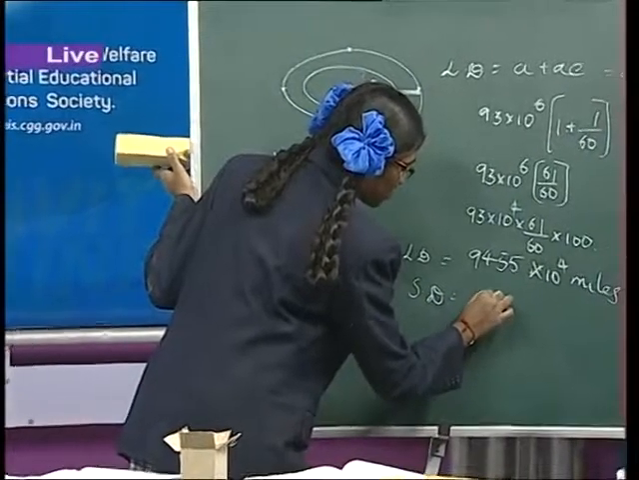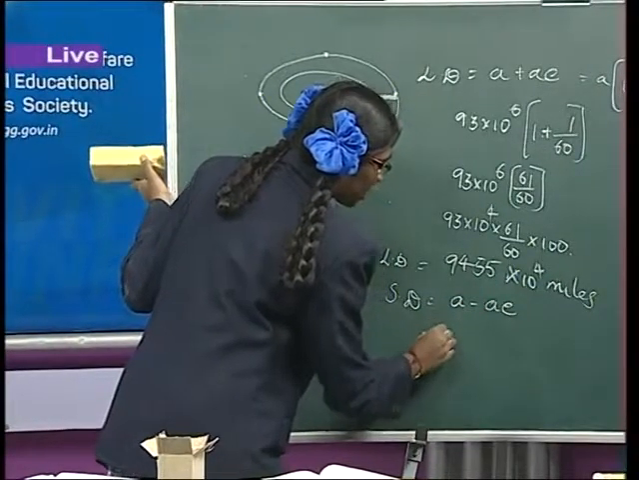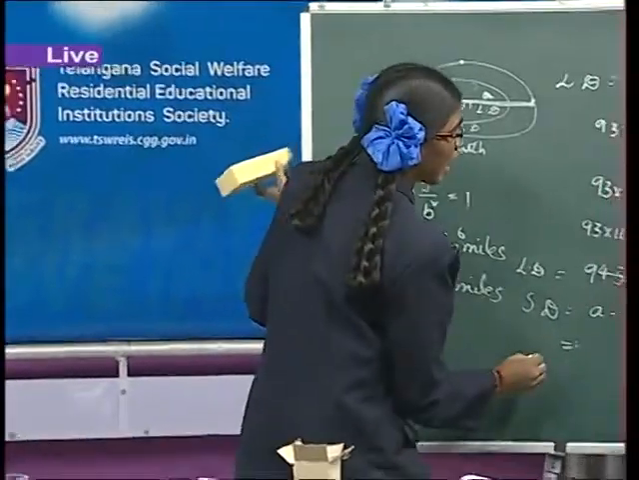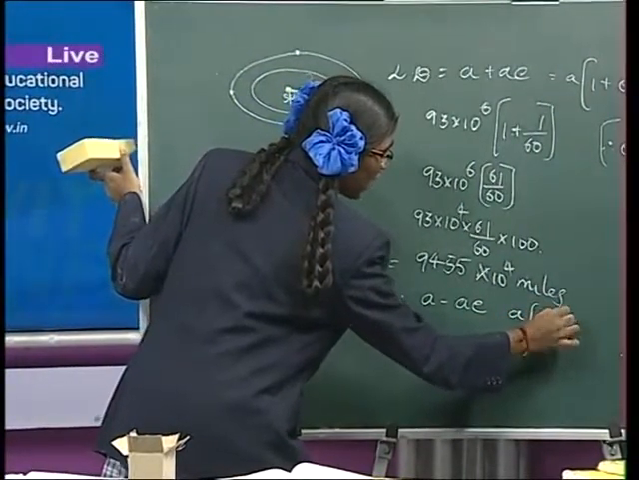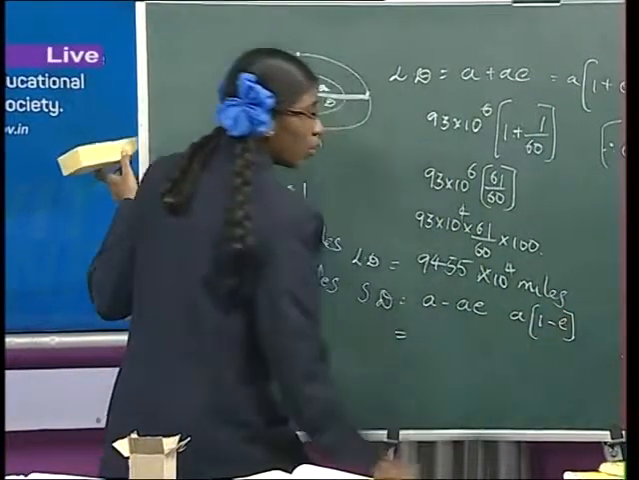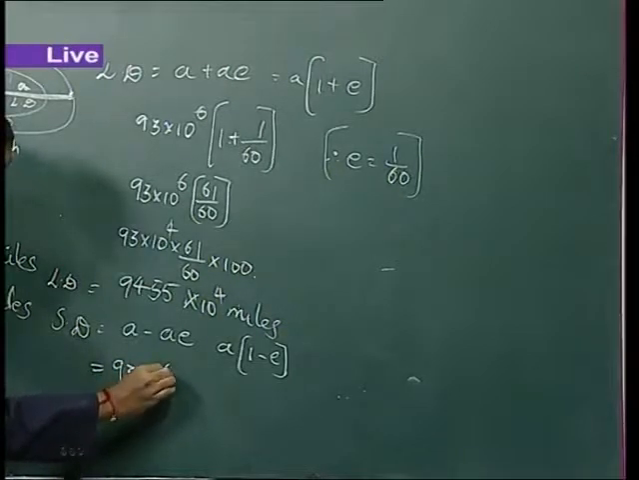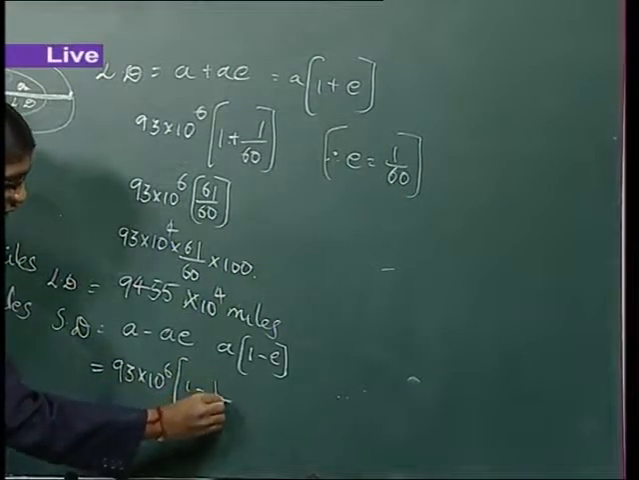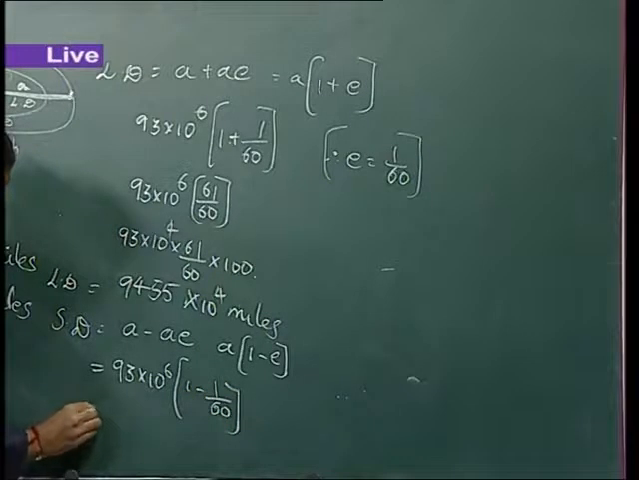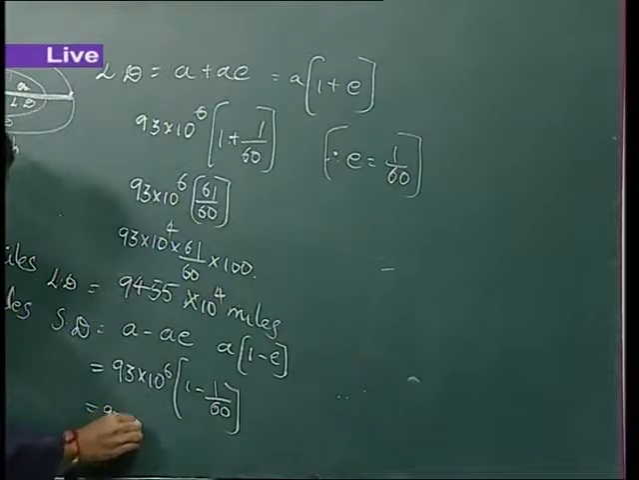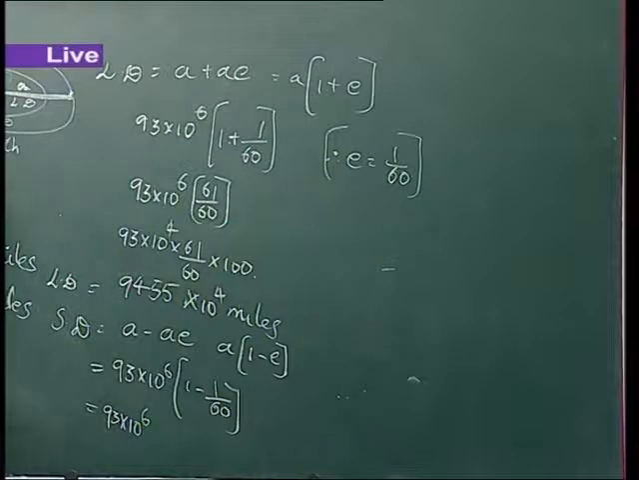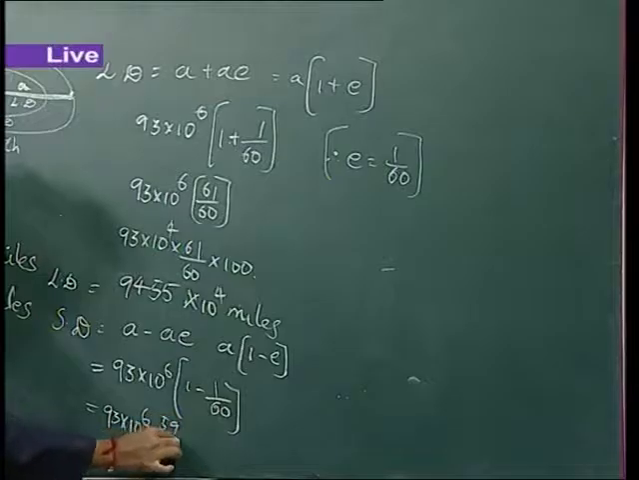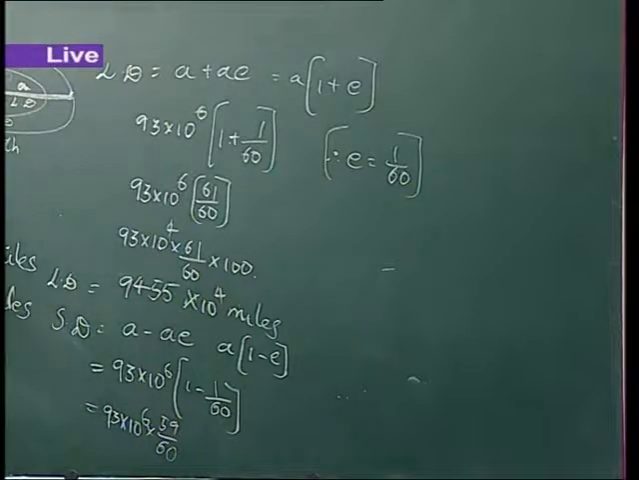Shortest distance is equal to a minus ae. Okay, friends, here also we have to write a(1 minus e). Okay, friends, are you following my words? Yes, a minus ae. Here a is 93 into 10 to the power of 6, (1 minus 1 by 60), then 93 into 10 to the power of 6. Here it becomes (60 minus 1) by 60, which is 59 by 60. Yes, did you get it, friends?